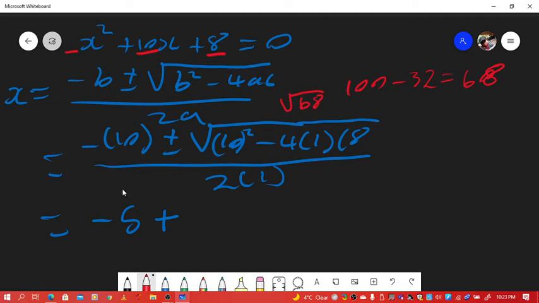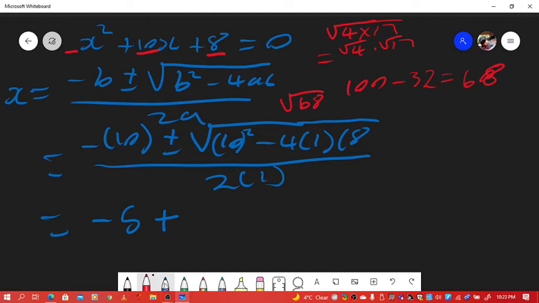Now, since we have divided our term by 2 to get our negative 5, we have the square root of 68 divided by 2, which doesn't look good. So what is it that we can divide by 2? It has to be the square root of 4 times a certain number, which is 17. This equals the square root of 4 times the square root of 17. The square root of 4 is 2, divided by 2, then it's 1.